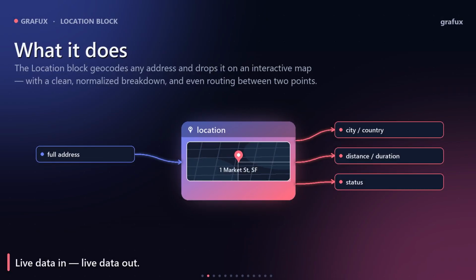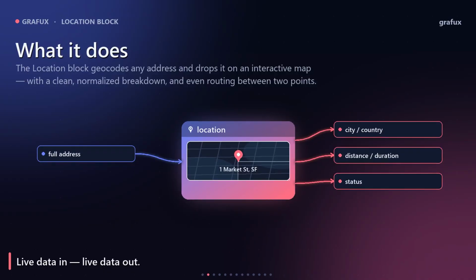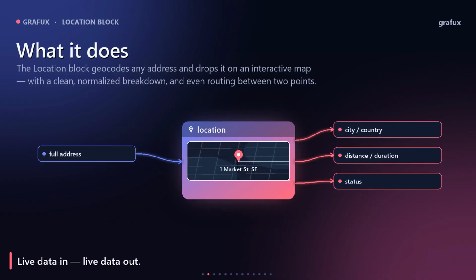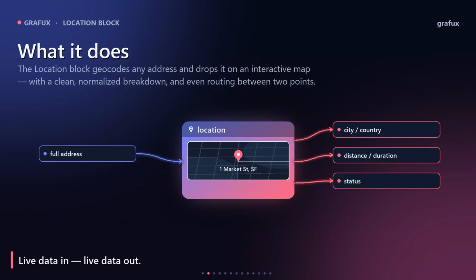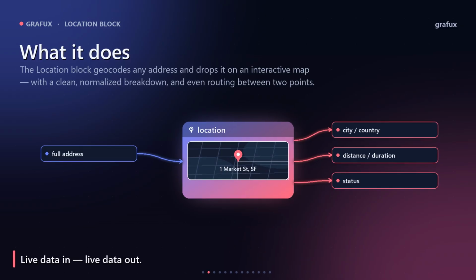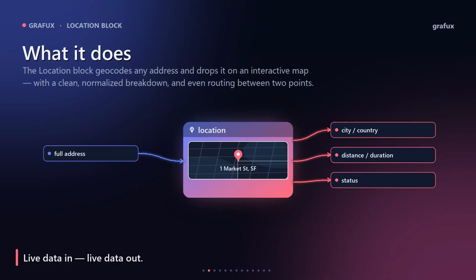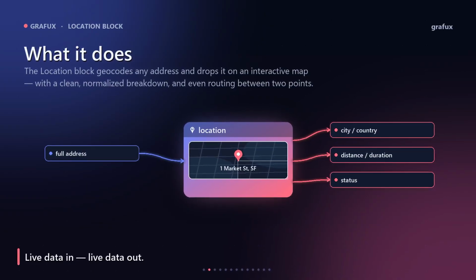So what is it? Put simply, the location block geocodes any address and drops it on an interactive map with a clean, normalized breakdown and even routing between 2 points. You give it what it needs, it does the work, and it hands you back city/country, distance/duration, and status as live data you can wire into anything else on your canvas. There's no setup and no boilerplate. You describe the outcome you want, and the block quietly takes care of the how.